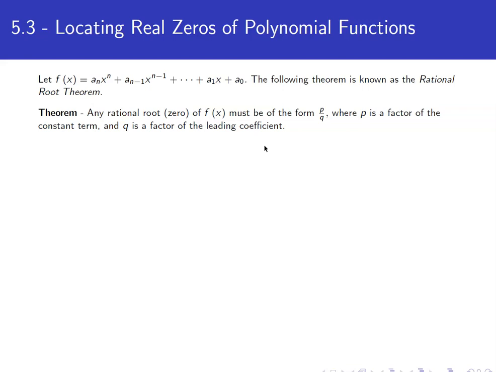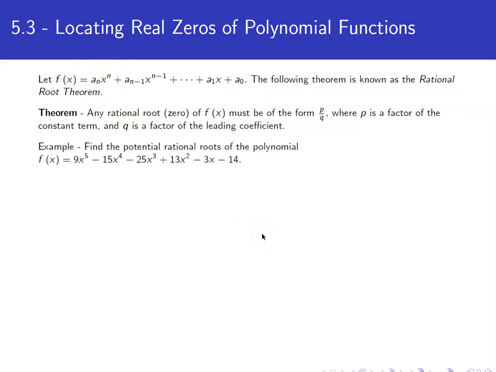What the rational root theorem says is that if you have a rational root, or a rational zero, of f of x, and remember, rational zero means a rational number, a number that can be written as a fraction, so p over q, then any of the rational roots of f of x have to be of the form p over q, where p is a factor of the constant term, the a sub 0, and q is a factor of the leading coefficient, the a sub n. So let's look at an example illustrating what the theorem actually says and what it does not say.